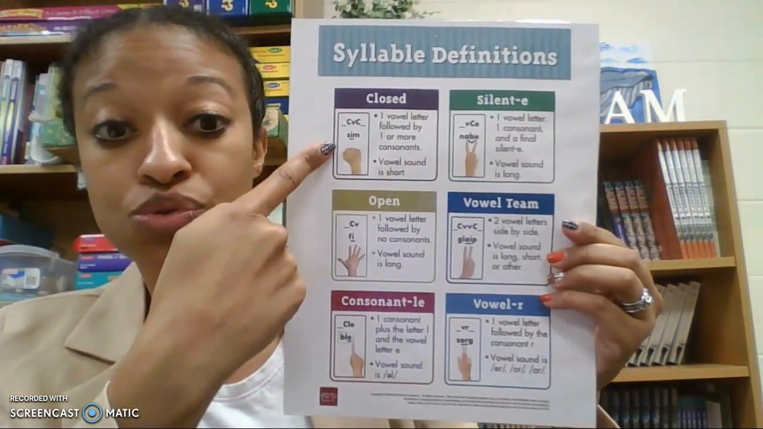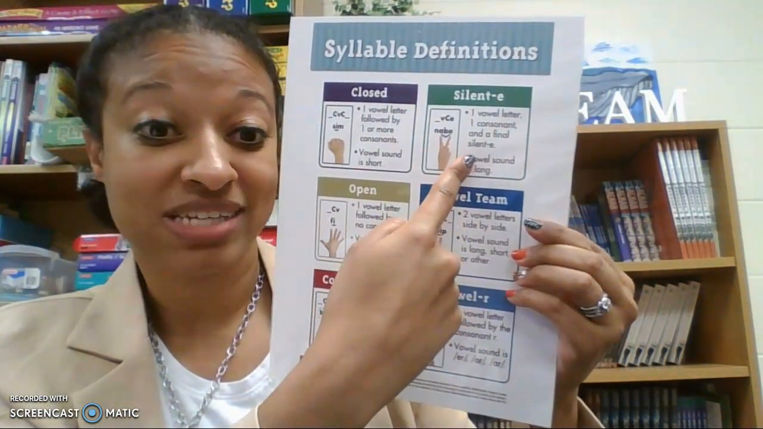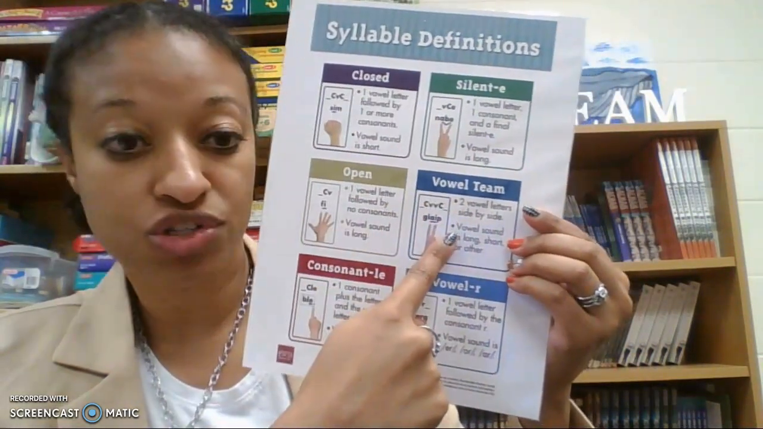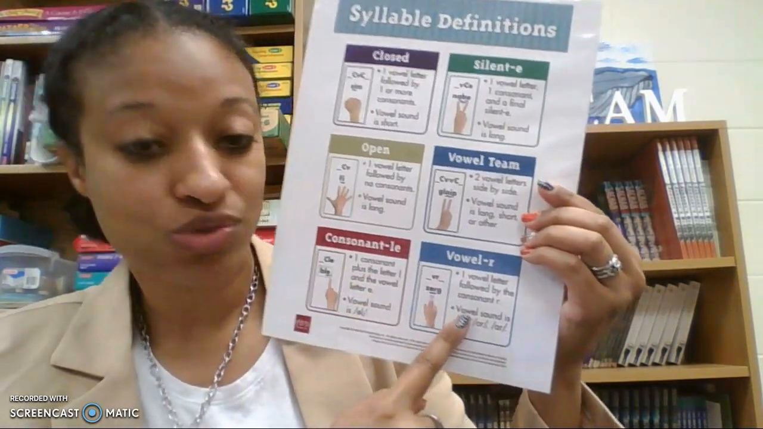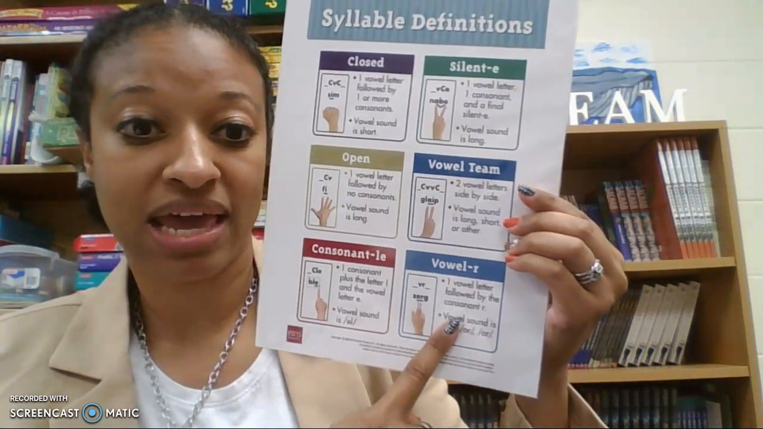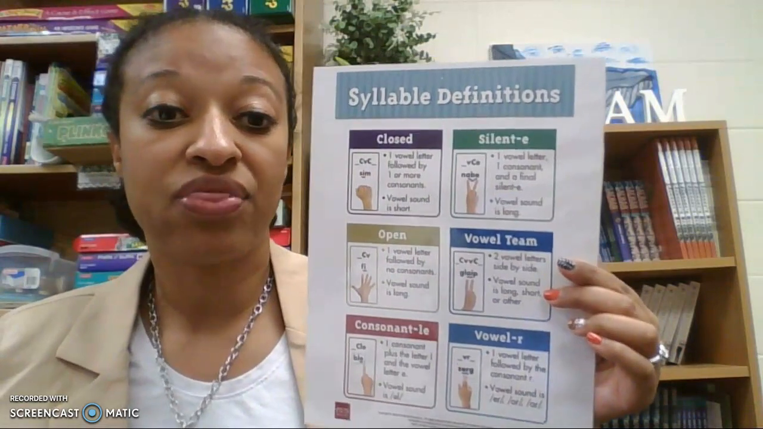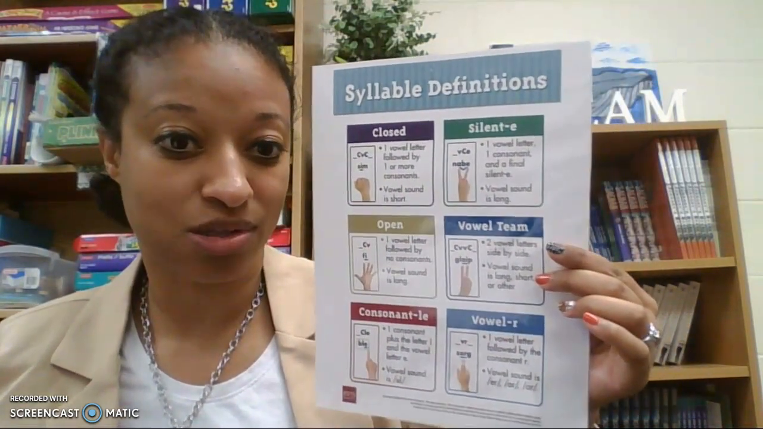There are closed words, silent E words, or long vowel silent E, open syllable words, words with vowel teams, words with consonant LE, and words with a vowel plus an R pattern. I'm just going to quickly go over what each one of these looks like, and then over the course of the next few months we're going to talk more in depth about each one of these syllable types. Basically, these are what each syllable can sound like.